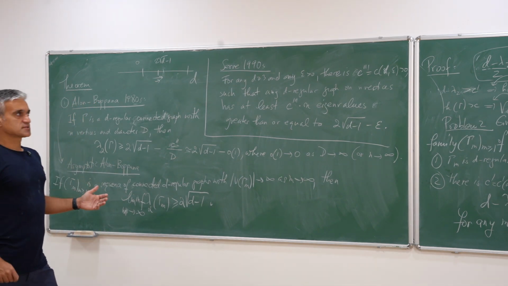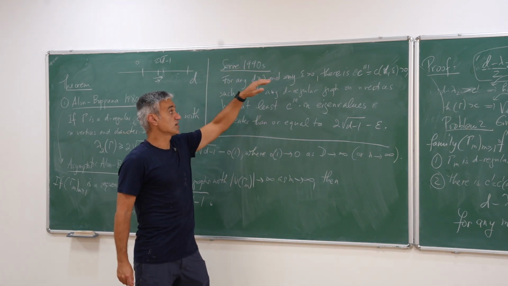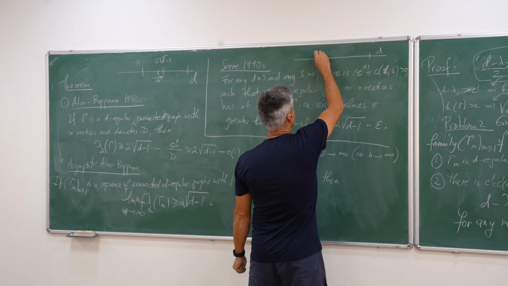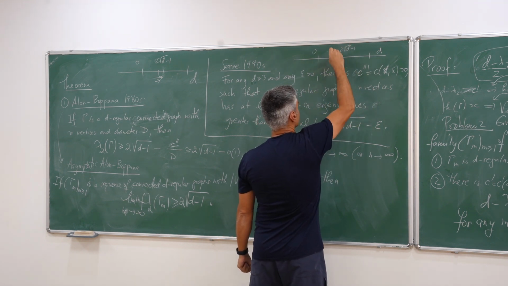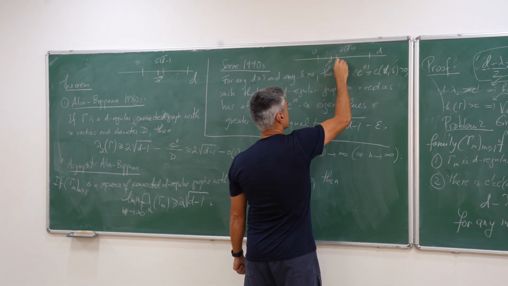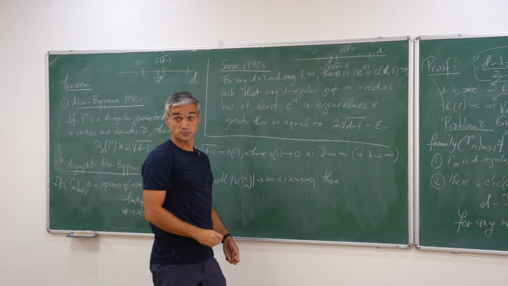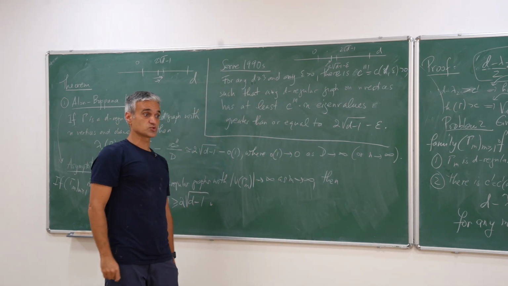Okay, so what does it mean? You give me any d, let's take 3. You give me any epsilon. So essentially what we're doing is you have a d here, you have the 0 here, you have the 2 square root of d minus 1, and you're giving yourself a little bit of room here. This is 2 square root of d minus 1 minus epsilon. So you move a little bit left from 2 square root of d minus 1.